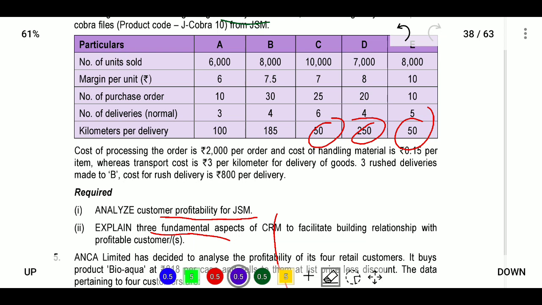The cost of processing the order is 2,000. So for orders they are provided, and this will be used as the cost driver. The cost of handling material is 0.5 per item, that is handling material deliveries, and the transport cost is 3 rupees per unit for delivery. Three rush deliveries were made, and the cost of rush delivery is 800 rupees, which will be charged for B.